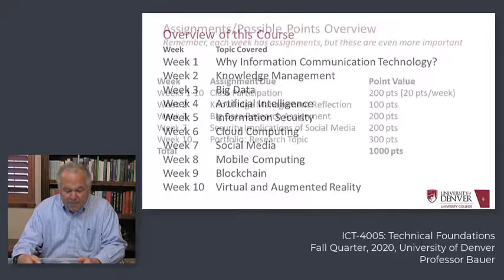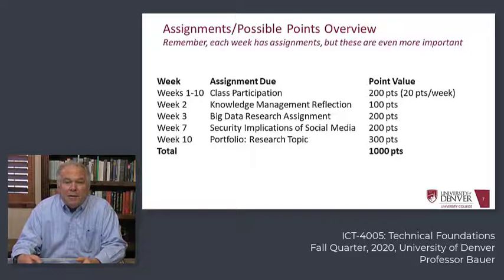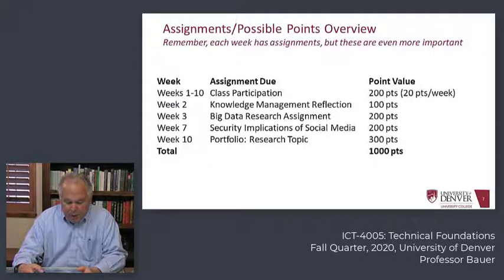Here's week one. First of all, these are the assignments in terms of the point values. Overall, it's 1,000 points. You have assignments that earn you points every week, but there are a couple of bigger ones. There's some reflections on knowledge management. There's a research project on big data, security and social media. Man, is that relevant or important right now, or what? And then you'll pick a research topic to write on in your portfolio.